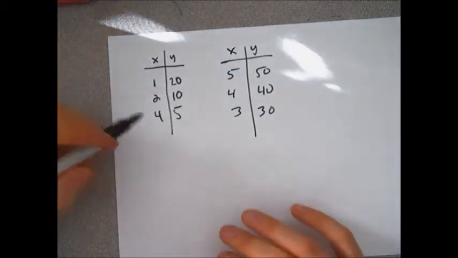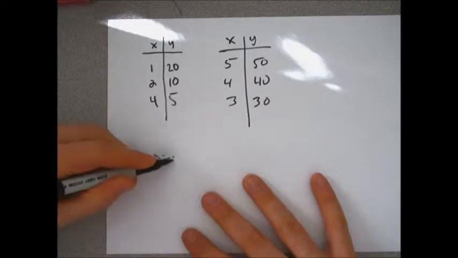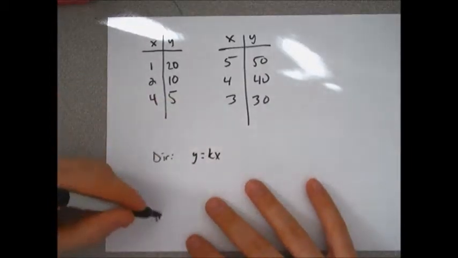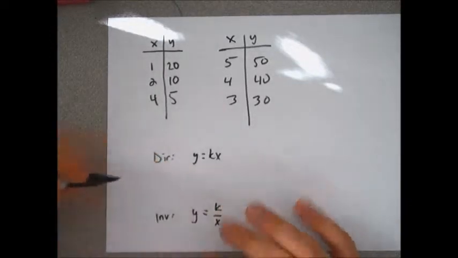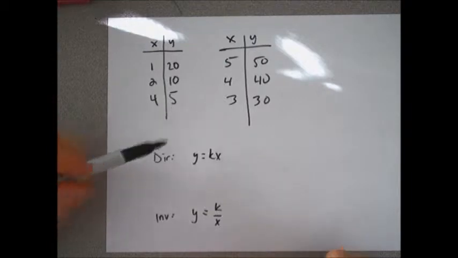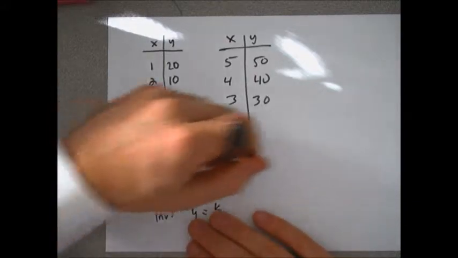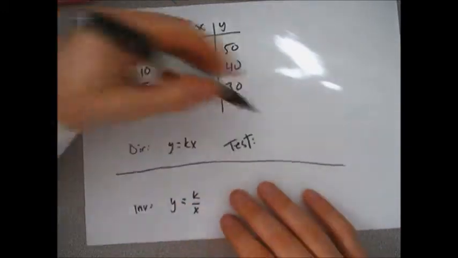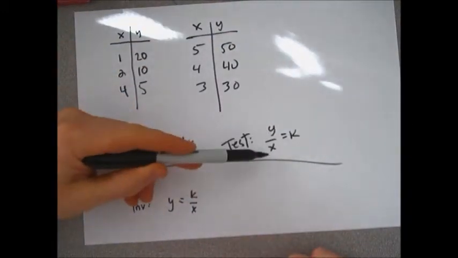Alright, so the first thing we need to know is the formulas. For direct variation, our formula is y equals kx, and for inverse variation, our formula is y equals k over x. If you remember from class, we said we have to come up with a table test formula, and to do that we solve for k. If I solve this first one for k, its test formula is y over x is equal to k, meaning every y divided by every x.